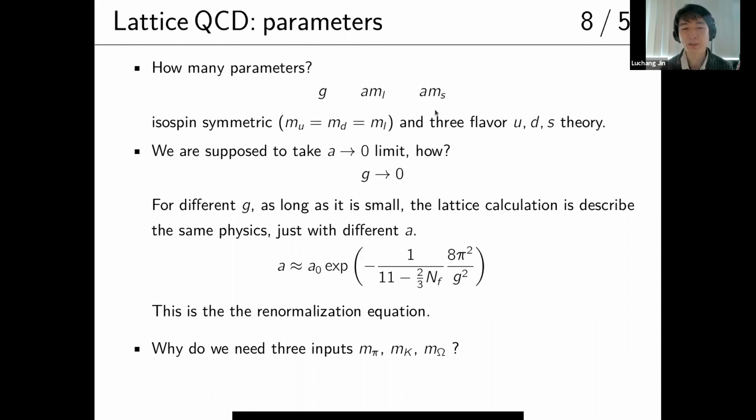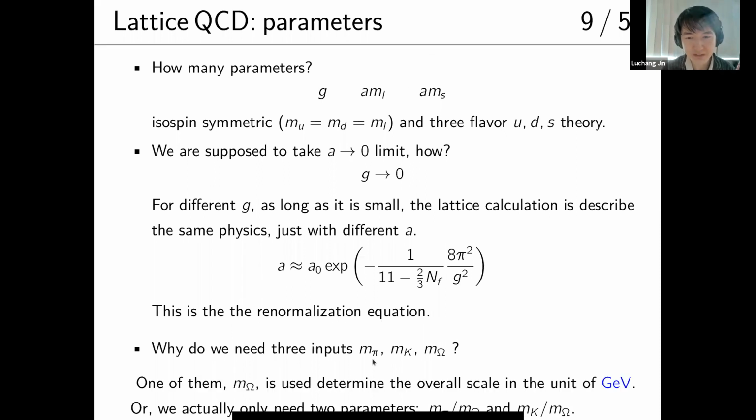There is one point that corresponds to the physical point, but we can simulate other points as well. To find the physical point, we need some physical inputs. These are the pion mass, the kaon mass, and usually the omega mass is taken to set the scale. So we have two parameters but three inputs. Why do we need three inputs? Because one of the inputs, the omega mass, is to determine the overall scale in units of GeV. Another way of saying it is that we really just need two, the ratio of these two masses.